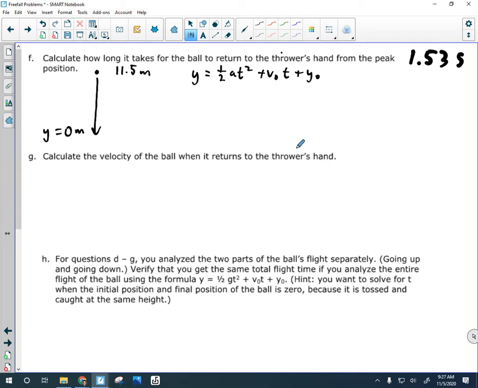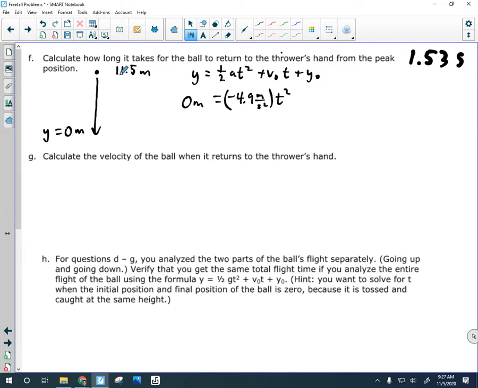And I'm trying to find time, okay? So what I want to know is how much time passes to get back to position 0. So I want to set this equation equal to 0. Half the acceleration is going to be negative 4.9 meters per second squared. I don't know time. That's what I'm trying to figure out. I want to know the time that it takes to get back to position 0.